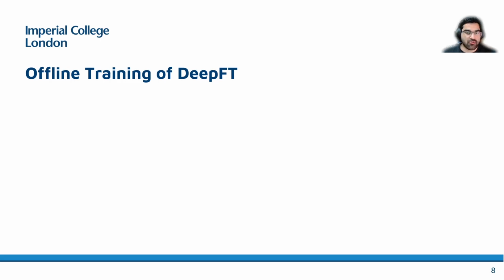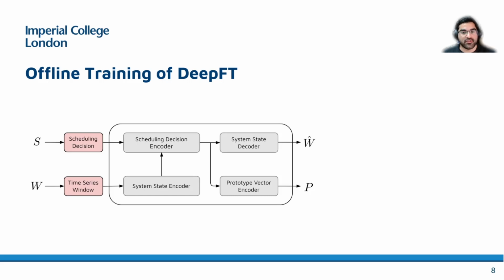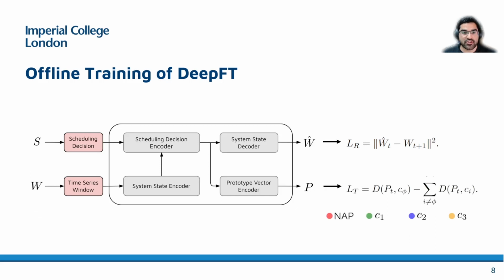I shall now discuss how we train the DeepFT model. We do this in 2 phases, offline training and online tuning. In offline training, as discussed, the reconstruction of the system state window is trained using the mean square error between the predicted and ground truth windows. Further, the prototype vector encoder network is used to predict the types of faults in the system, such as CPU, RAM, and network contention. To do this, we used a clustering-like approach with a fixed number of classes. And one of the classes was the no anomaly prototype, or NAP class.